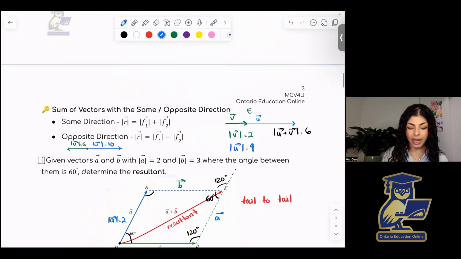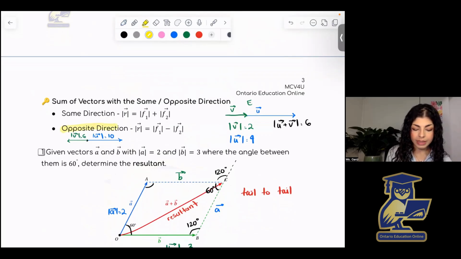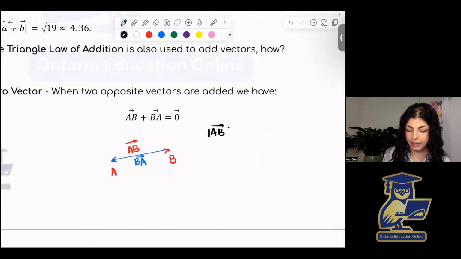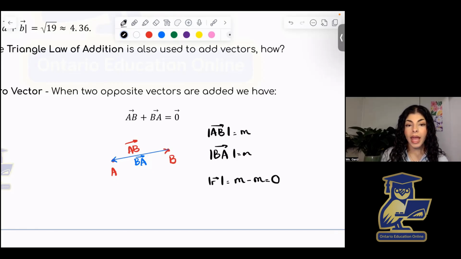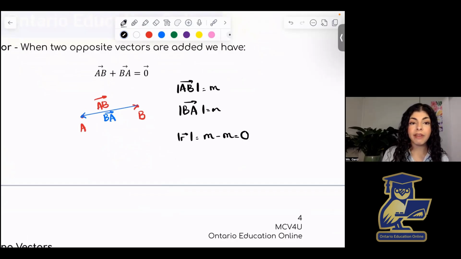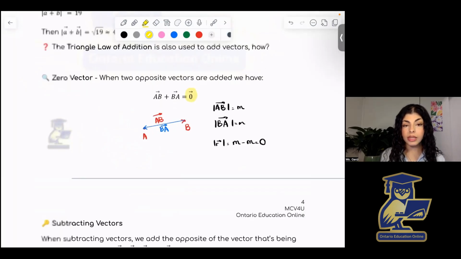And that's exactly what we're getting from the opposite direction case here, because AB, for example, has magnitude M, and BA, the magnitude will also be M. So then the resultant will have a magnitude of M minus M, which is 0. And because we're working with vectors, we don't just put 0, because a vector plus a vector should give us a vector. So we say we have this zero vector concept here. And you will see the zero vector used in other contexts as well, but that's pretty much what it means.